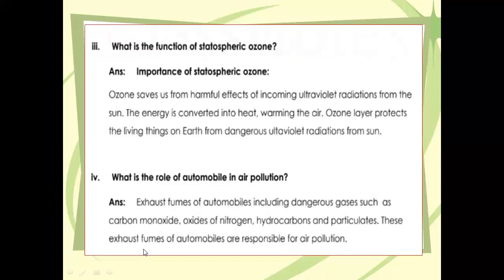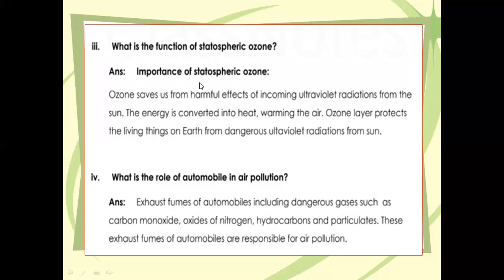Question number three, what is the function of stratospheric ozone? You know that ozone is present in the second layer of the atmosphere, which is called the stratosphere. As I told you, when we go up in altitude from the surface of the earth through the troposphere, which is the first layer of the atmosphere, the temperature decreases, and for every 1 kilometer the decrease is 6.5 degrees centigrade.